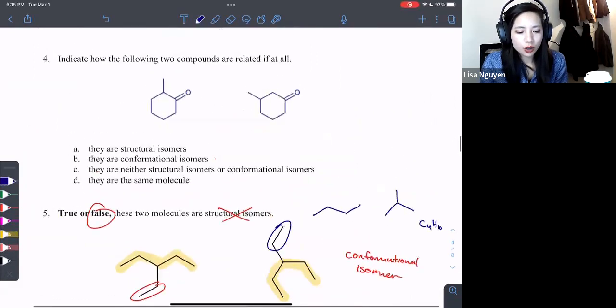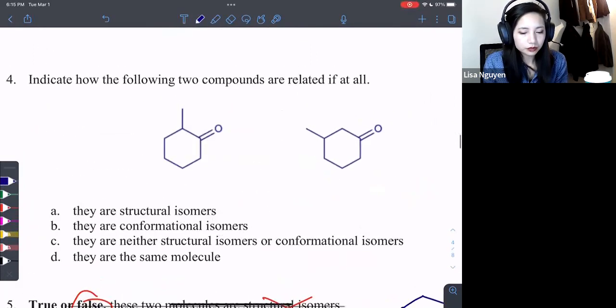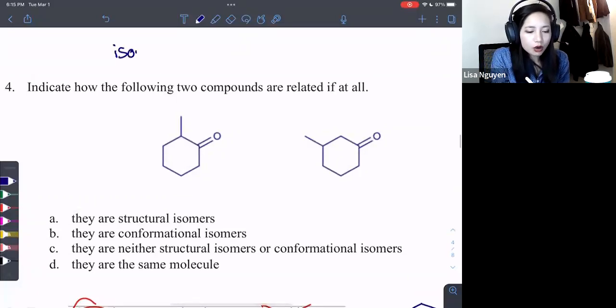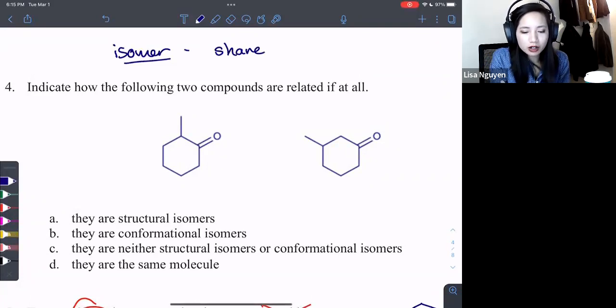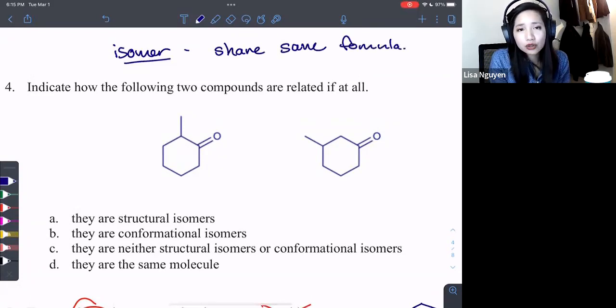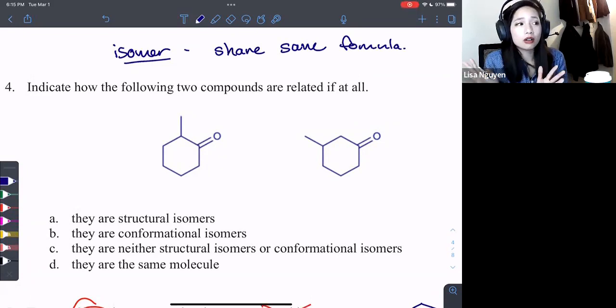Okay, so let's look at these two. Let's see if these compounds are related at all. So we're still thinking about isomers. And remember, any isomer always shares the same chemical formula. So if you are comparing two molecules that don't have the same chemical formula, then they're not isomers at all. So it would be C. They are neither structural nor conformational isomers if they don't share the same chemical formula.